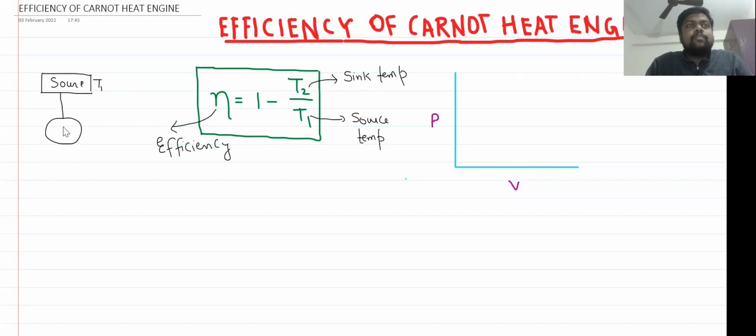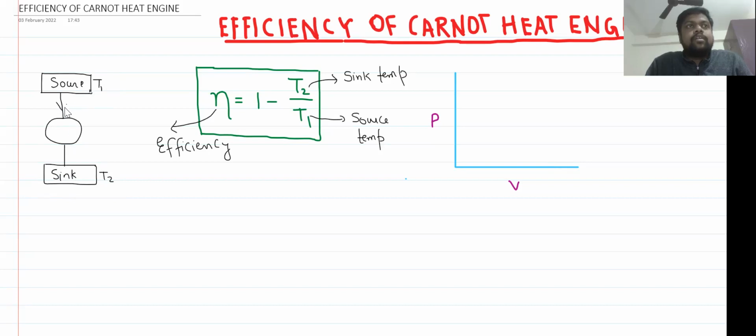In between, we will be having the working substance. Then down we will be having sink. This is maintained at temperature T2. This is a reservoir, so its temperature won't change. Even if we take heat or we put heat into this reservoir, the temperature will not be changed. That's why thermal capacity of these two, that is source and sink, will be taken as infinite.